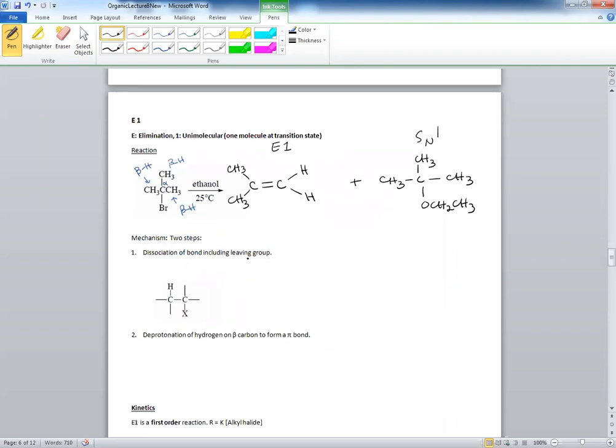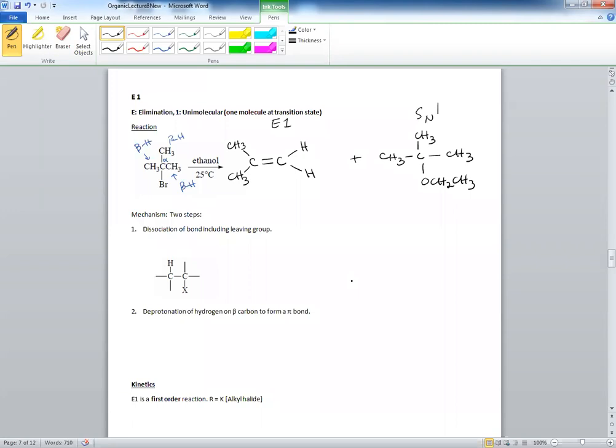By the way, E1 and E2 give you the same product. So there's no difference, just like SN1 gave you the same product as SN2, of course, with some stereochemistry changes, like inversion versus a racemic mixture.